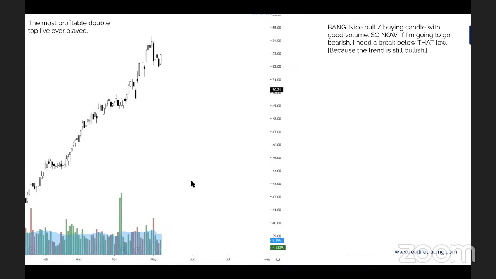And that's what one more day looks like. Bang! One more day comes in. I was like, man. Okay, so this is a bull candle, good volume. And here's a takeaway. Here's what I do when I day trade. Here's what I do when I swing trade. If I'm looking for a bearish trade in an extremely bullish trend, I wait for a break below or a close below the most bullish candle because the trend is still bullish.